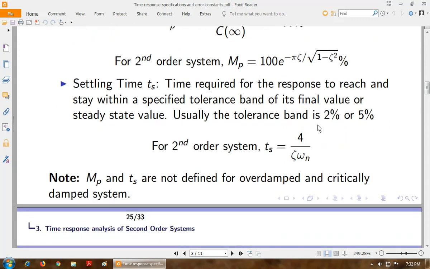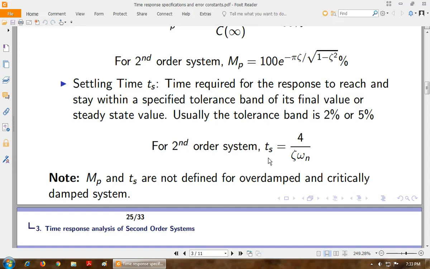And the last parameter is the settling time. Settling time is the time required for the system response to reach and stay within the specified range. Once the transient response is over, the system is going to enter the steady state. So the time required by the system to reach the steady state zone is called the settling time. The acceptable error range could be plus minus 2% or 5%. Once it reaches that value, we say that the system has reached the steady state response.